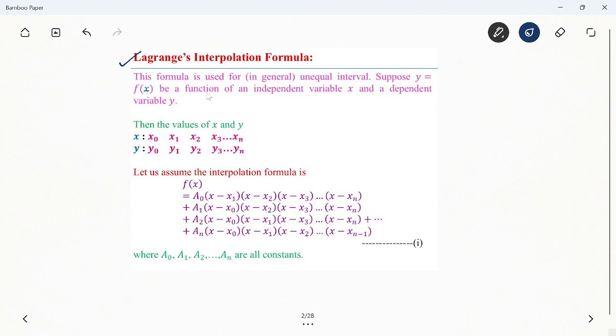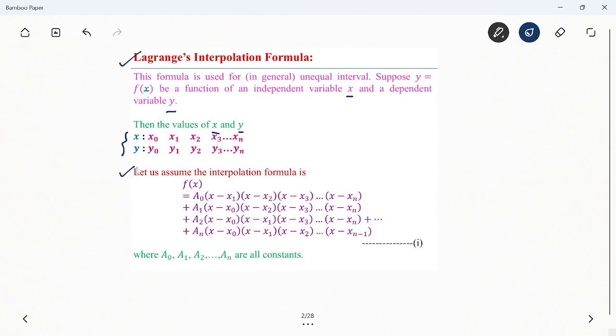Suppose y equals f(x) is a function of an independent variable x and a dependent variable y. Then the values of x and y are tabulated in this form: x is x0, x1, x2, x3, up to xn, and y equals y0, y1, up to yn.